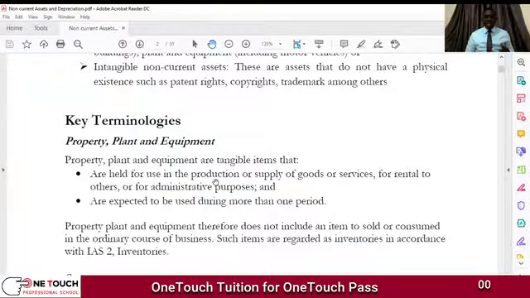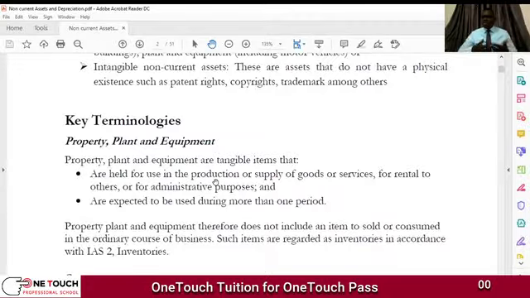Good. So, for example, a business building may be used for production, or for supply of services, or for rental, or for administrative purposes. If a business asset is used for any of this, whether for production or for the supply of goods or services, for example, if a business has a delivery van, that delivery van is an asset of the business. That delivery van may be used in distributing the company's product or for rendering the services of the organization. Okay, good.